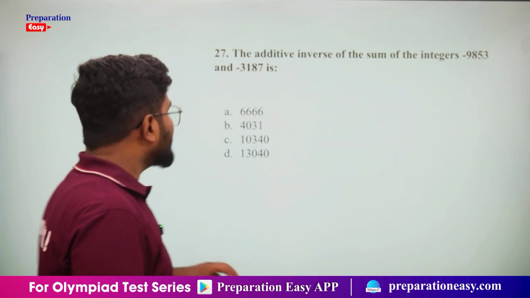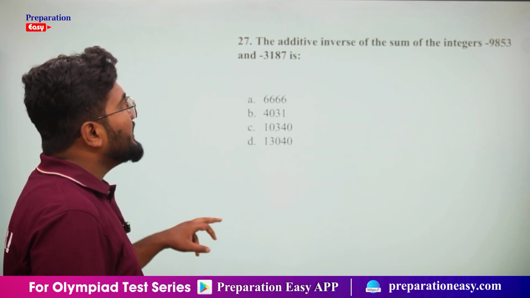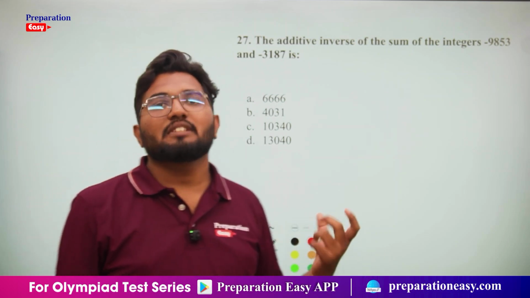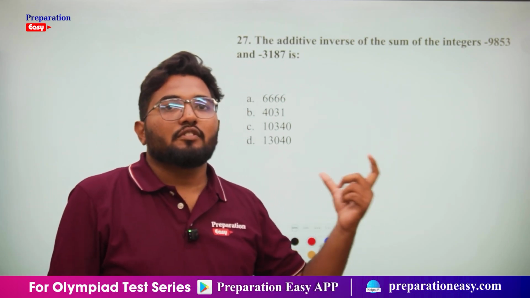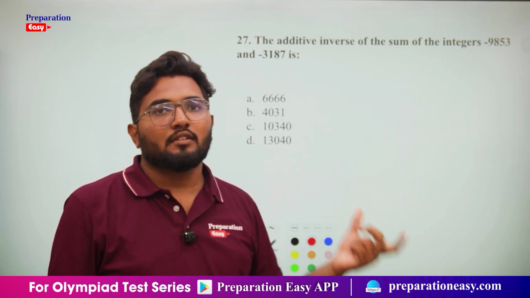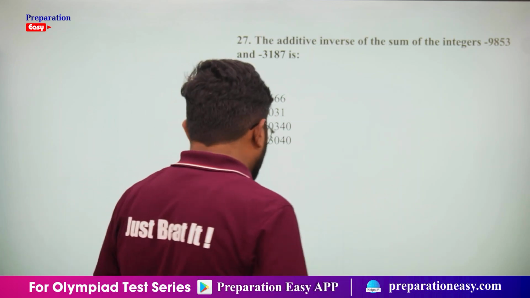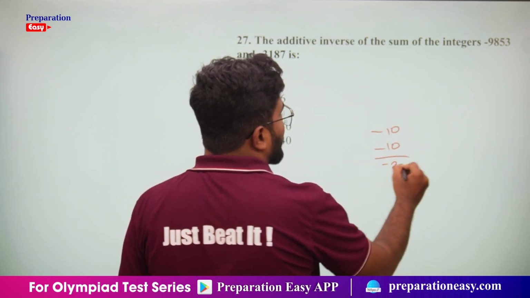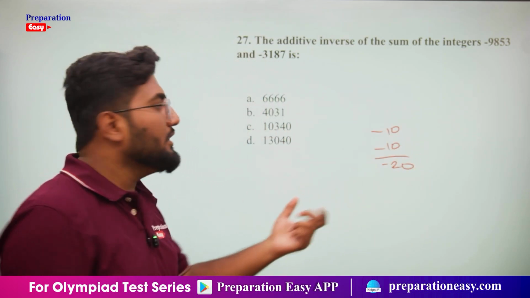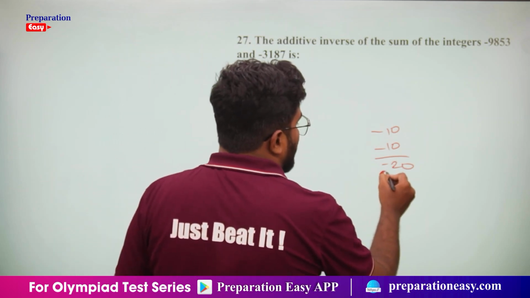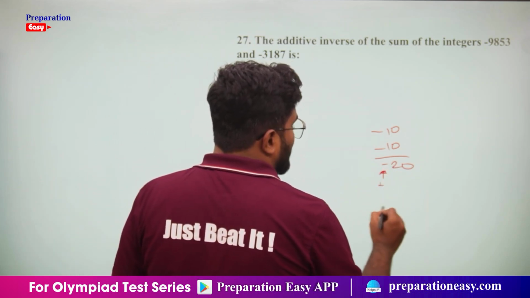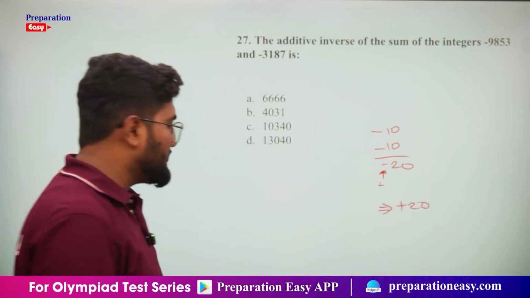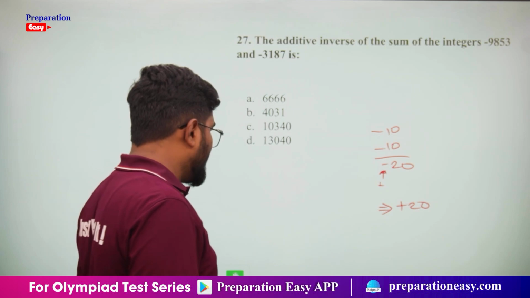Next question, we have to find the additive inverse. What is additive inverse? Additive inverse means if 10 plus 10 equals 20, then if I add minus 10 and minus 10, it would be minus 20. So the additive inverse would be, the sign will be changed to positive. Minus 20 would become plus 20. So here we have to do the same.